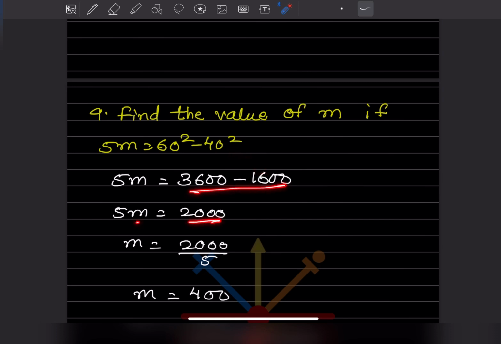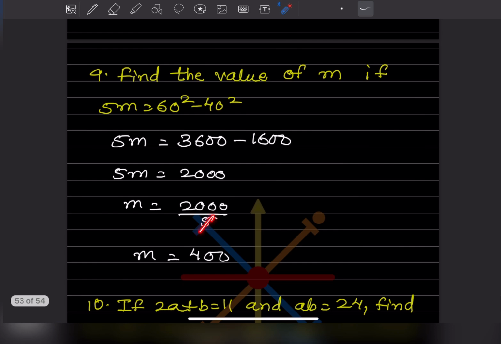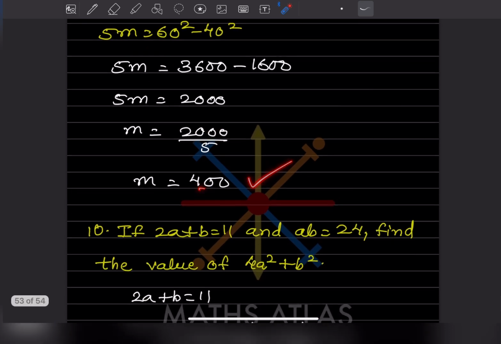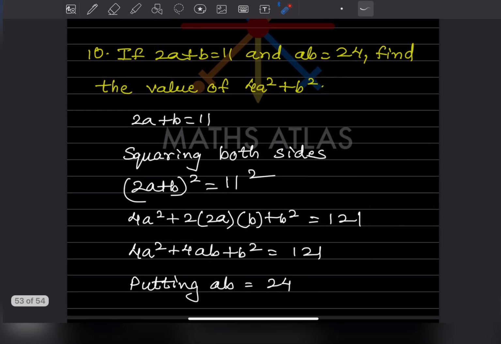So 5m is 2000. We want the value of m. This is actually multiplication over here. So when it goes to the other side, it is going to get divided. When you divide this, you get 400. So m is 400.